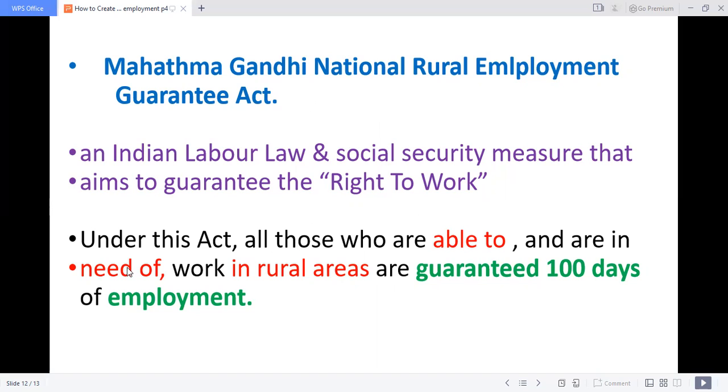See, agriculture is seasonal employment. So for half of the year, people from the primary sector are sitting idle or underemployed. They have to feed themselves and fulfill their basic needs. So for those who are able to work and in need of work in rural areas, work is guaranteed for 100 days.